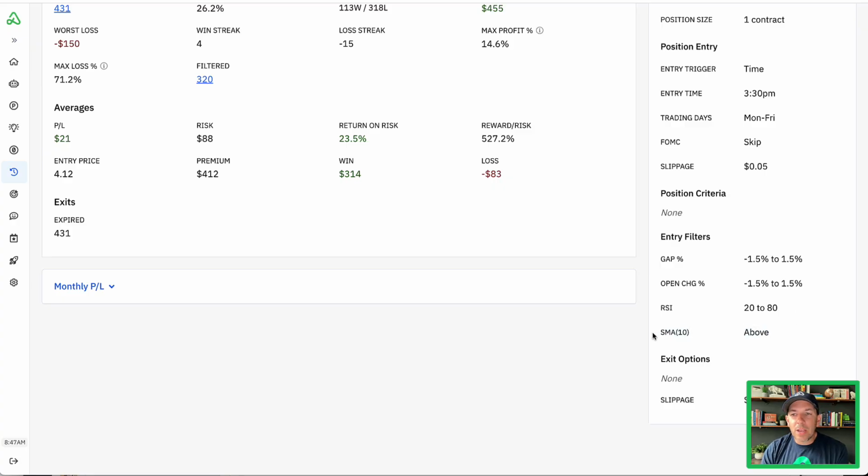The last one we added that seemed to do okay was above the 10-day SMA, which was pretty good. We don't want to be in a big downtrend where the market's just crashing lower. We're going to skip those days. We can do other things on those days or not trade at all for this one. So we skip those ones as well.